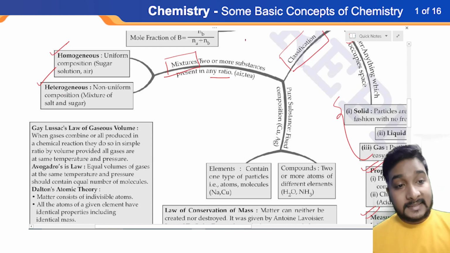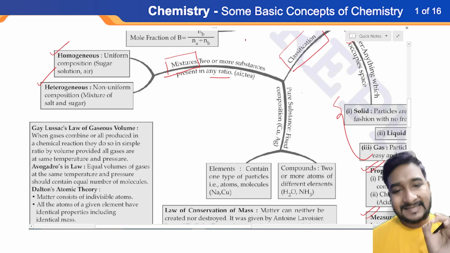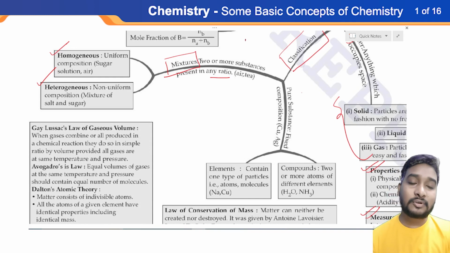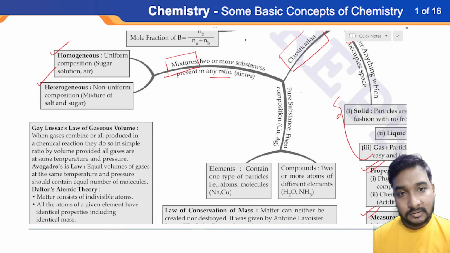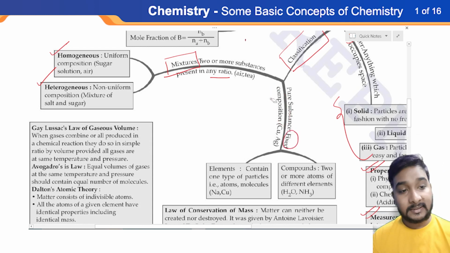The second type is pure substance. What is pure substance? In pure substances, particles or atoms are completely similar for that particular substance. Suppose I am taking a cube of iron. In that iron cube, I will observe only iron particles, Fe particles. So this is called pure substance. We can say fixed composition of particles, like copper, silver. The examples are given here.